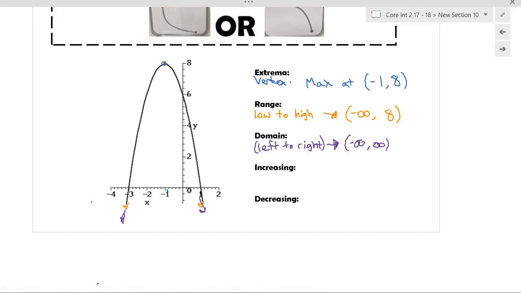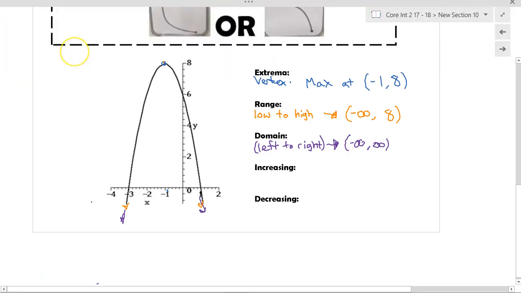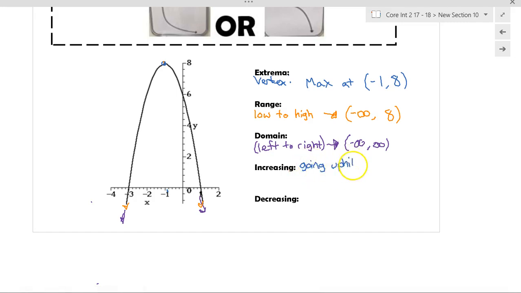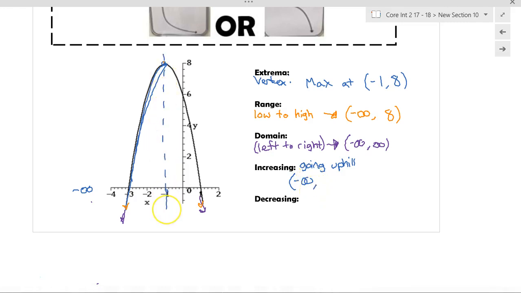All right, so then increasing. Again, increasing is going uphill. So I'm going up the hill here, starting on the left side of my graph, so I'm starting at -infinity, and I stop here at -1. So -infinity to -1.